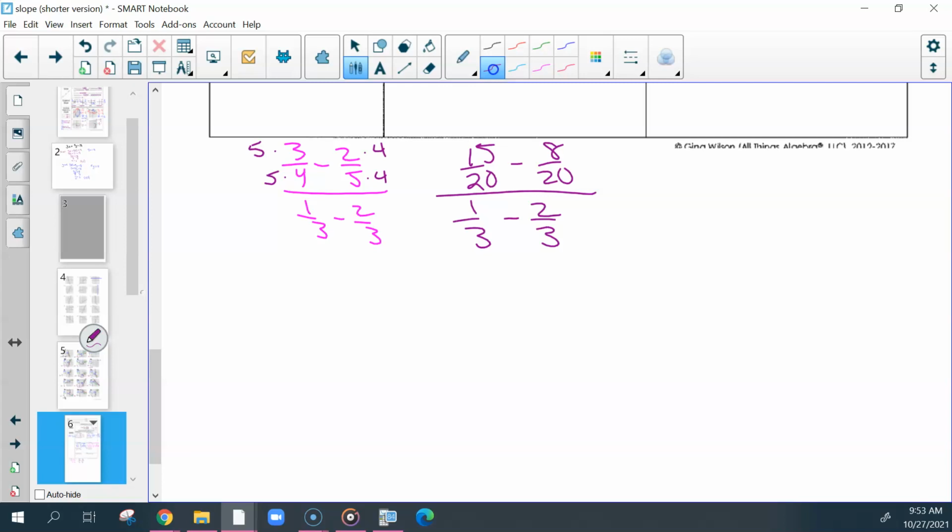So then we are combining the fractions. Remember, you're only adding or subtracting your numerators together. So 15 minus 8 would give us 7 over 20. 1 minus 2 would give us negative 1 over 3.